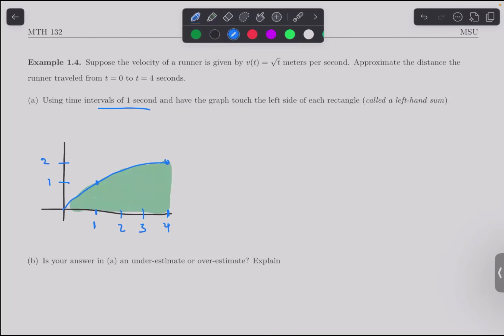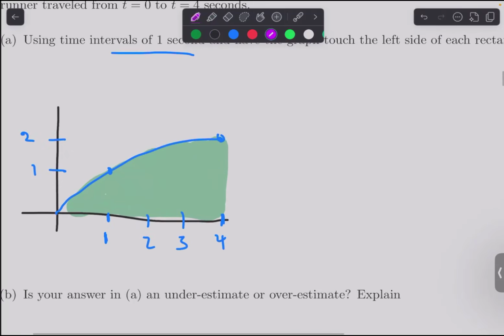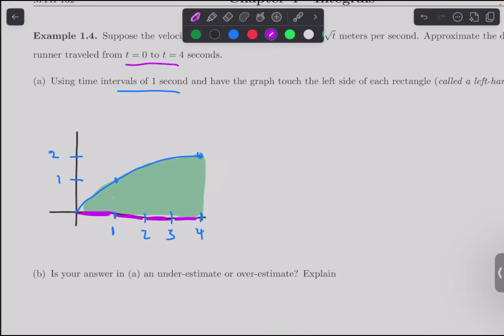And this says to use time intervals of 1 second. So my first rectangle would be from 0 to 1. My second rectangle would be from 1 to 2. My third rectangle would be from 2 to 3. And my fourth and final rectangle would be from 3 to 4, because again, it said from t equals 0 to t equals 4 up here.